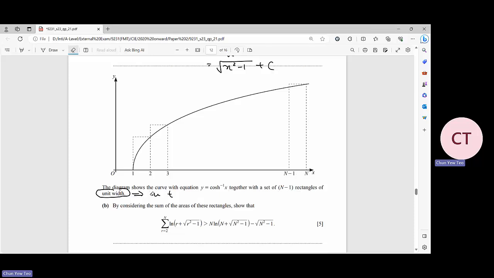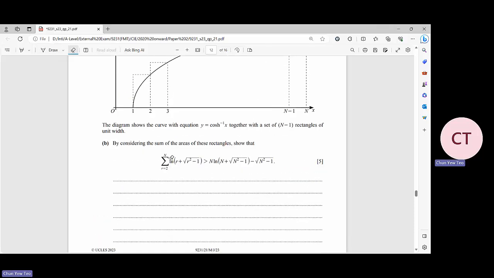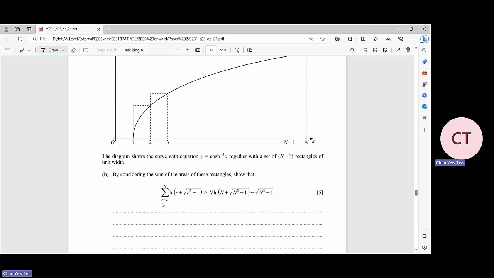Okay, so now first question, by considering the sum of the areas of these rectangles, show that this inequality holds. So how do you show it? For these questions, usually when they give you a series over here, then this part must be the integration. So the integration will be area. Okay. So the series is also area. So we need to show the relationship holds.